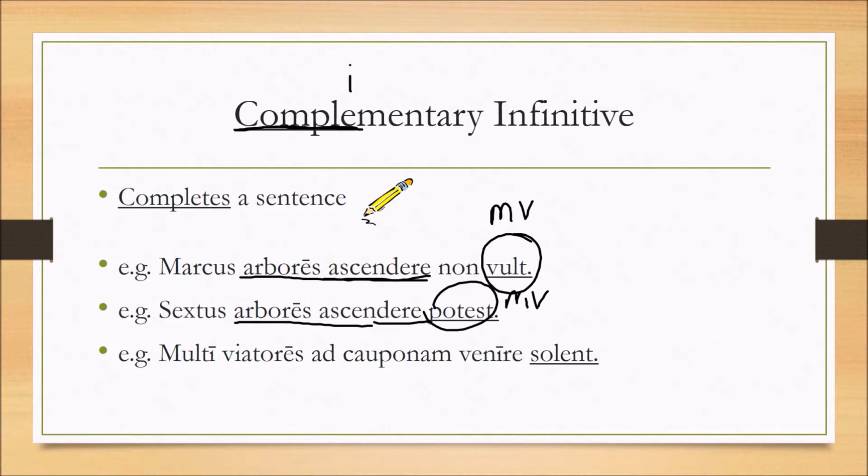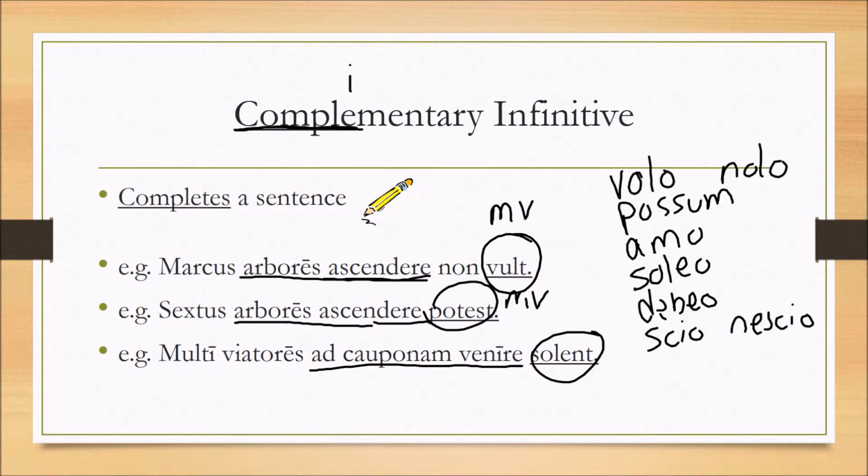Multi viatores ad calponam venire solent. Again, we have multi viatores as our subject doing the main action of our verb solent. Many travelers are accustomed to do what? To come to my inn, ad calponam venire.